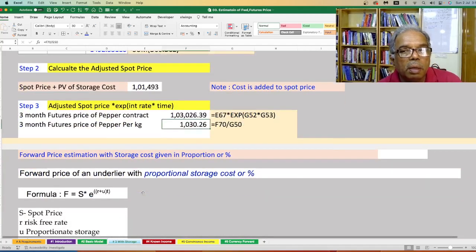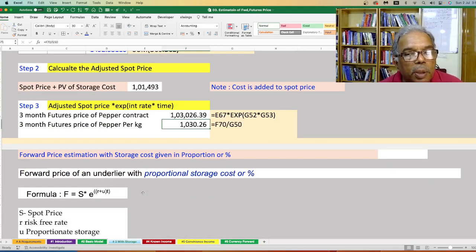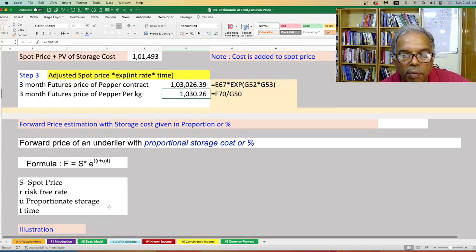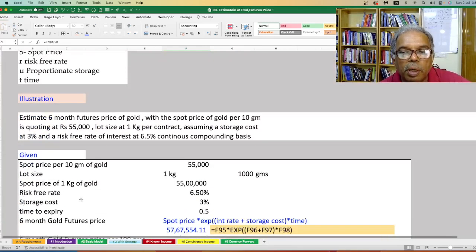The same thing when the storage is given in proportion or a percentage. How do you deal with this? The forward price is equal to spot price into exponential of R plus U into T, where R is the risk-free rate of interest, U is the proportional storage cost, and T is the time of the contract. Let's take a quick example here.